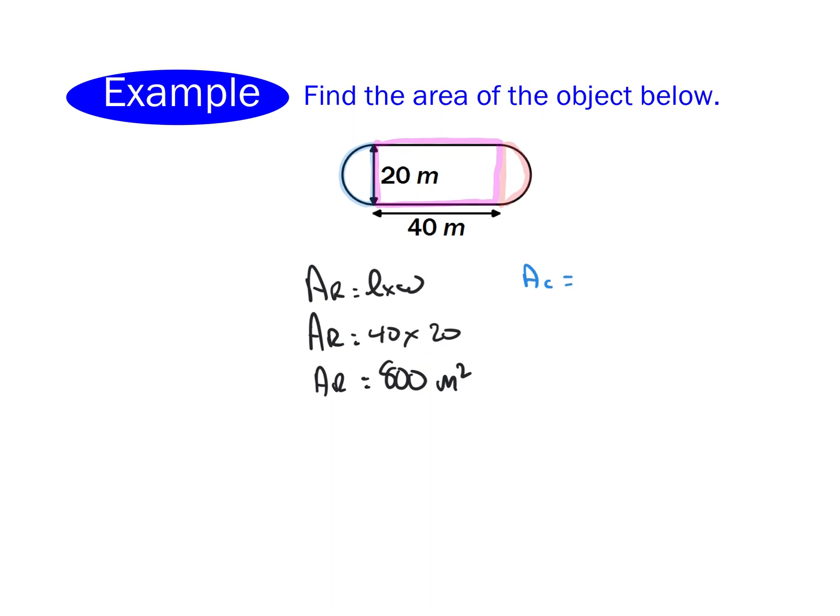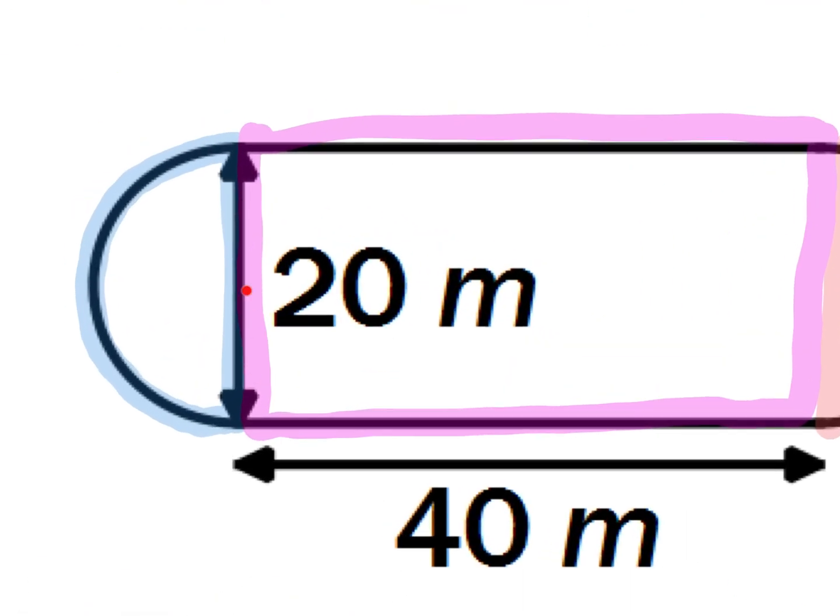Now we'll talk about the area of the circle. Formula for that is pi r squared. Yep. Okay, $1 million question. What's the radius? 10. Great. It's 10 because this whole thing is 20, and that's the diameter. The radius is half of that. Half of 20 is 10.